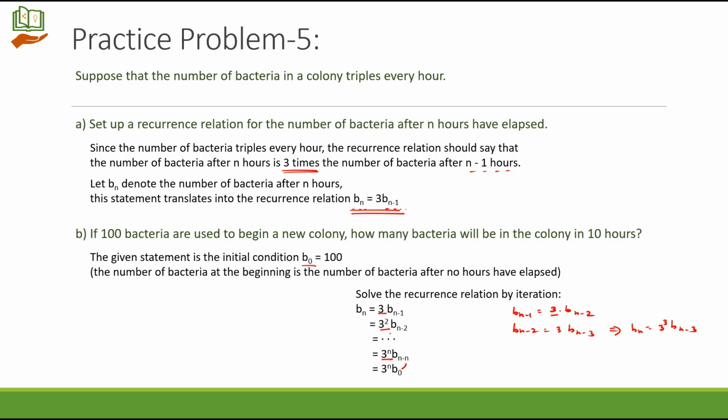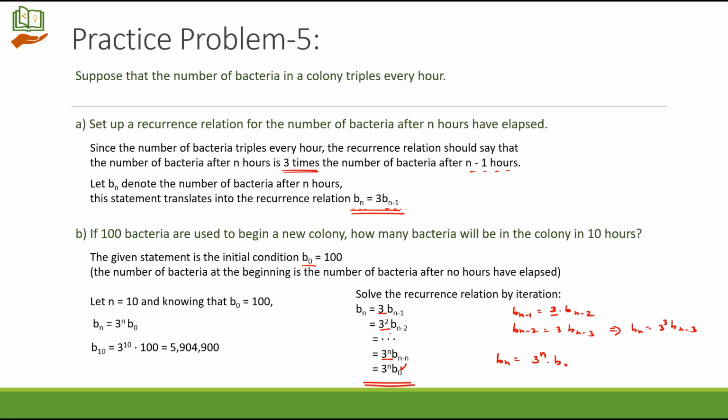We have come to the initial condition. So Bn is given by 3 power n into B0. What is B0? It is 100. Now they have given 10 hours. 10 hours means the value of n is equal to 10. Let n is equal to 10 and we know that B0 is equal to 100. We have to substitute in this particular formula that we have got.